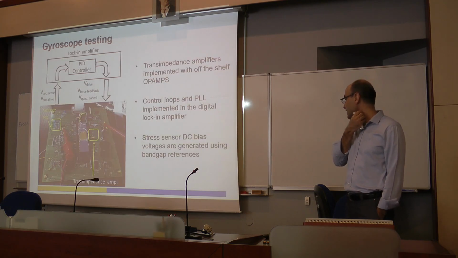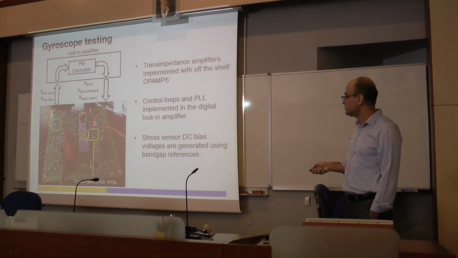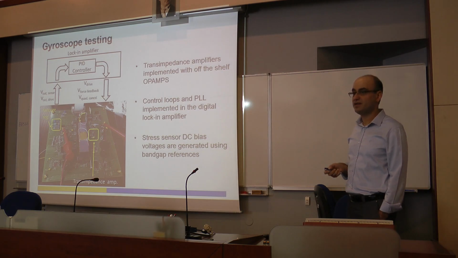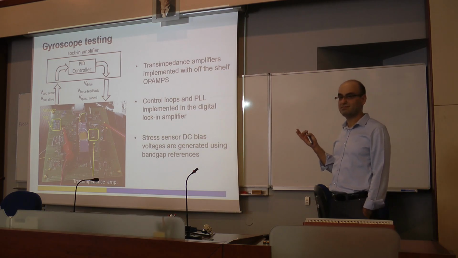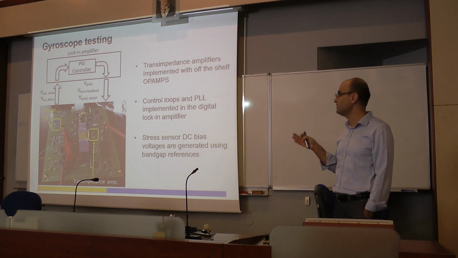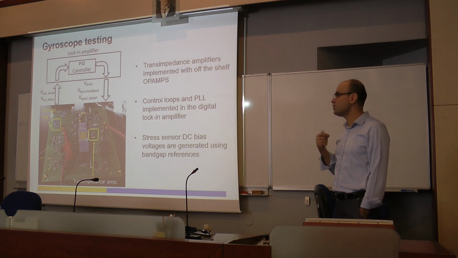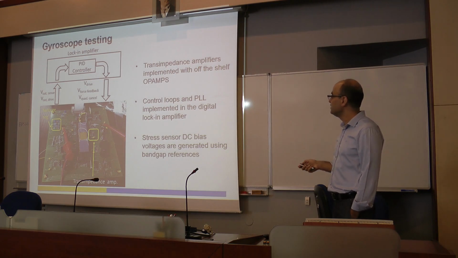And how did we do this? So this is my gyro. This is in a package, and I have electronics on the PCB. And there is a lock-in amplifier. Zurich Instruments is the name. Everybody uses it. It's very common in the inertial world. And it has all the phase lock loops, controllers, amplitude control.